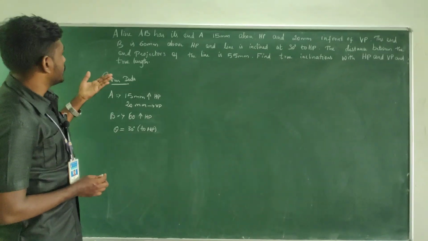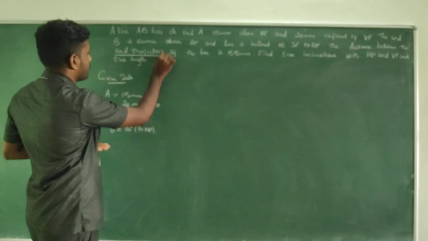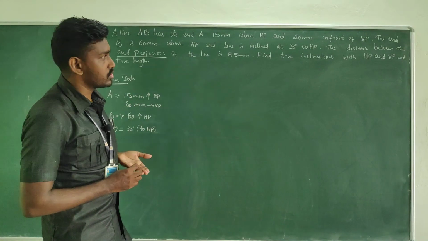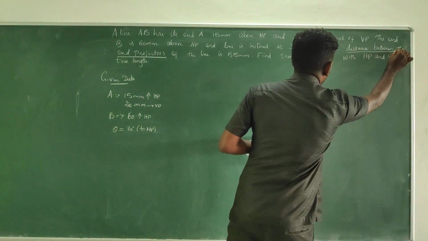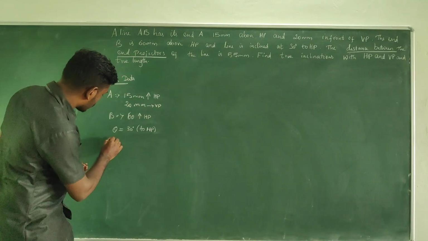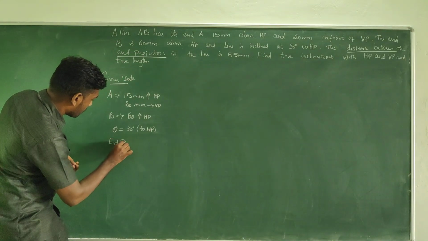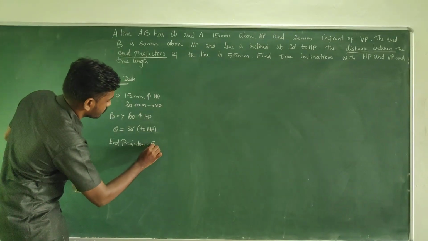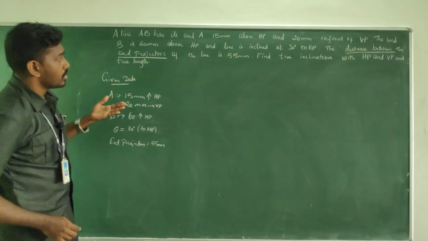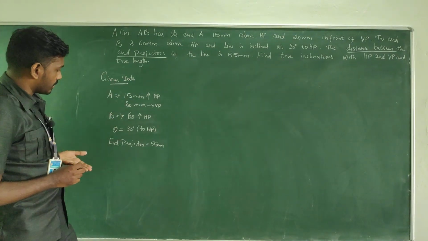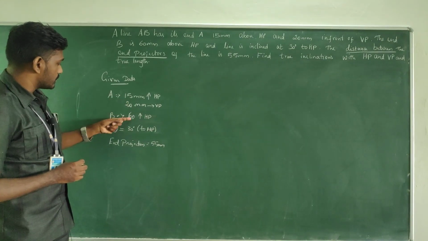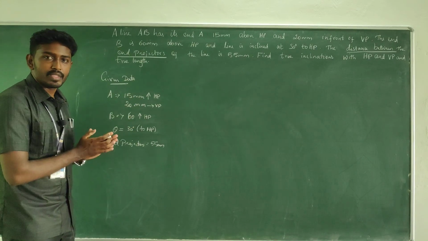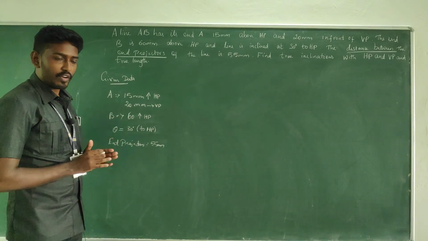And then the distance between the end projectors, this is a new term for us. Right now we haven't discussed it. The distance between the end projectors is given here as 55 mm, and the unknown things we have to find. So we have 5 different data, and with the help of these we have to form our projections.